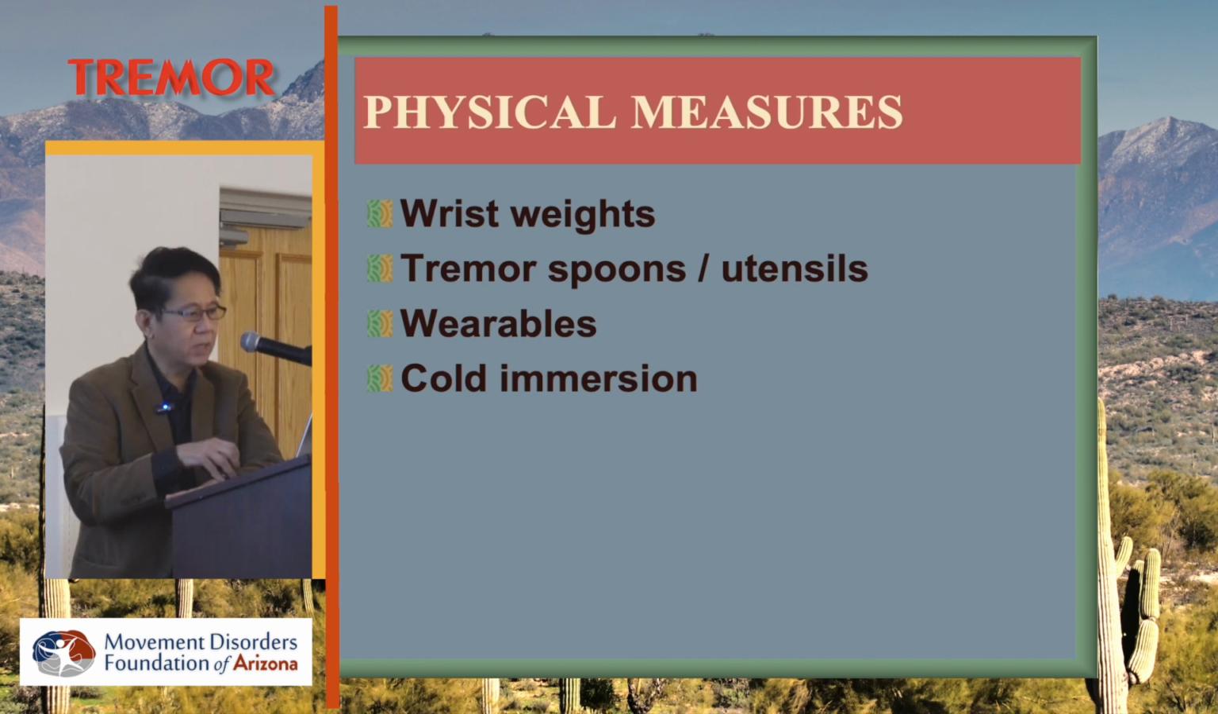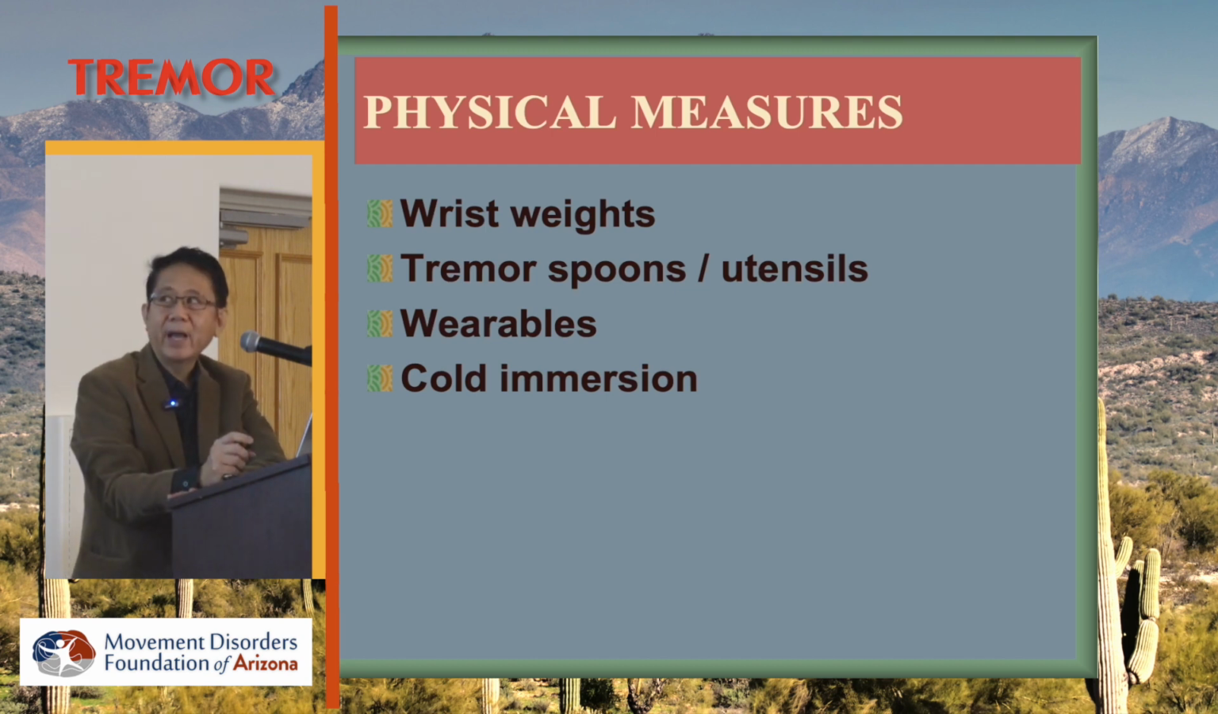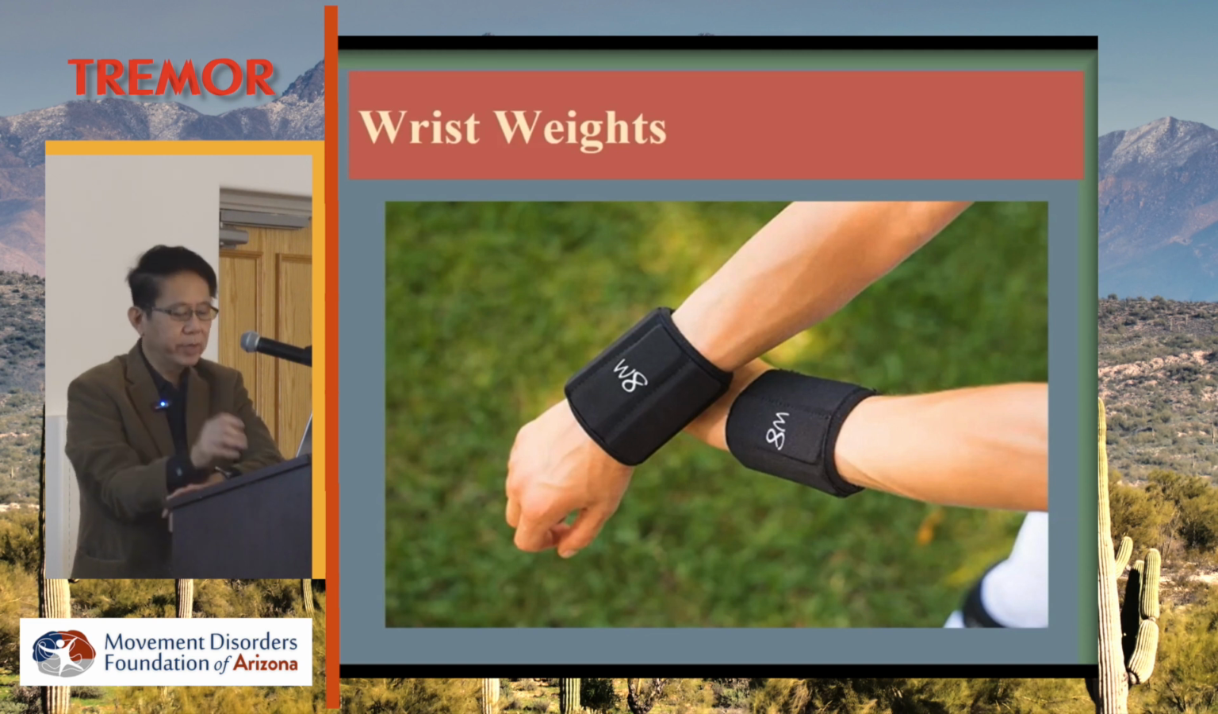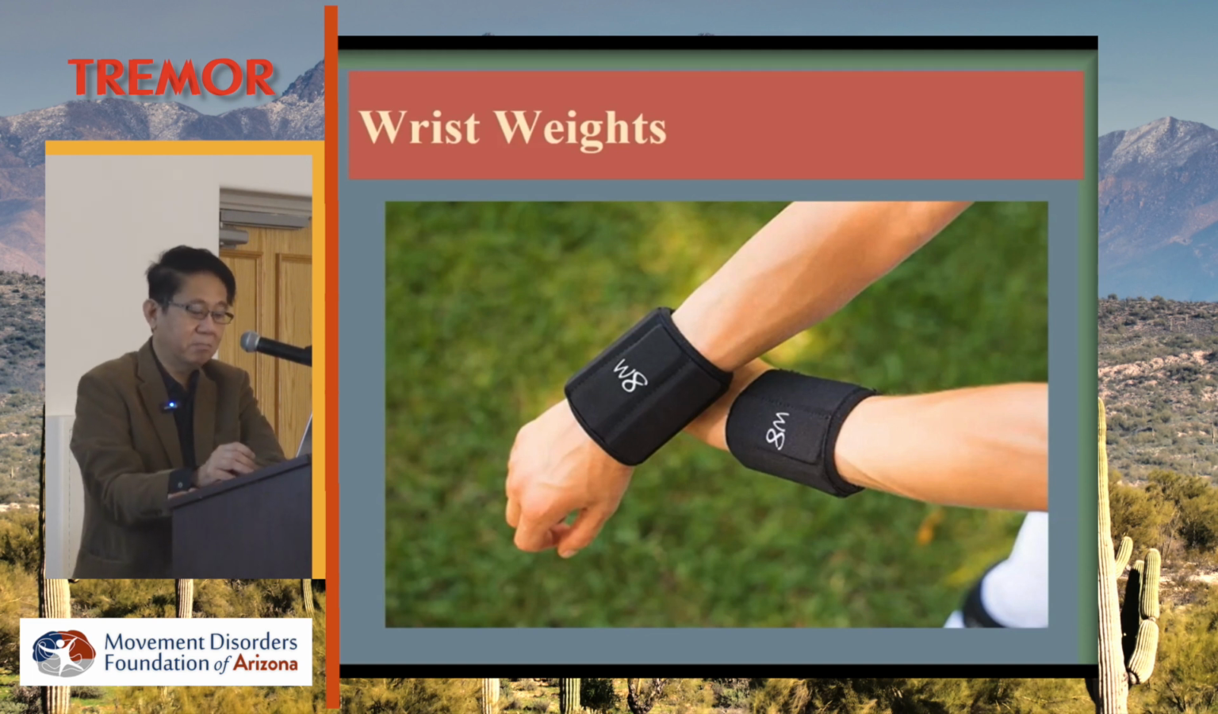And then next, I talk about physical measures. So we're going to talk about wrist weights and special spoons and utensils, wearable devices, and then cold immersion. So the easiest one would be wrist weights. So I ask patients to go to a sports shop or even a shop for eBay or Amazon and get half a pound to 2 pound wrist weights. You don't have to wear this all the time. You just put it on when you're doing something important like signing your checks, writing, typing, using your cell phone.